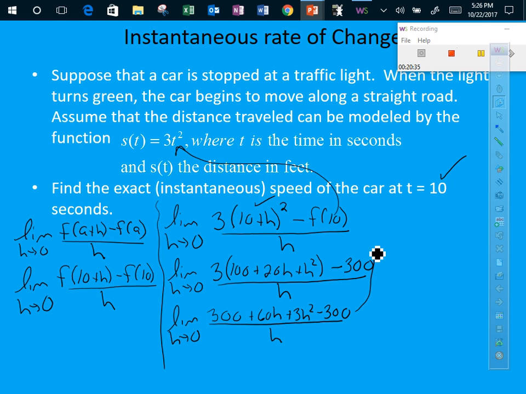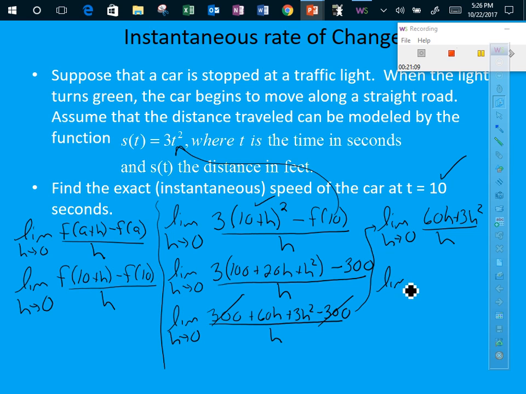I'm going to squeeze it in right up here now. I now have the limit as h approaches 0. Notice that my 300s cancel out of there. Here's going to be a rule. Not really a rule, but it should happen. If one of your terms does not contain an h, it should cancel out. So if it doesn't, and it doesn't cancel out, you messed up somewhere in your algebra. Now, the 300s cancel out, so I'm left with 60h plus 3h squared all over h.